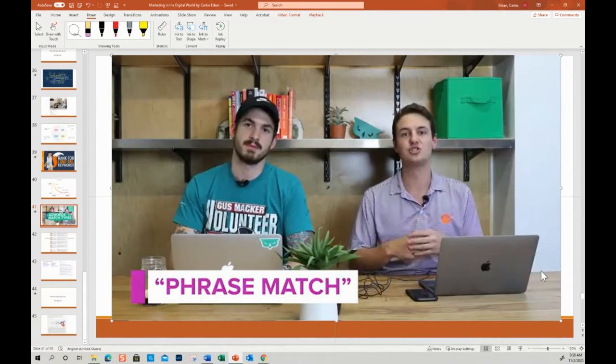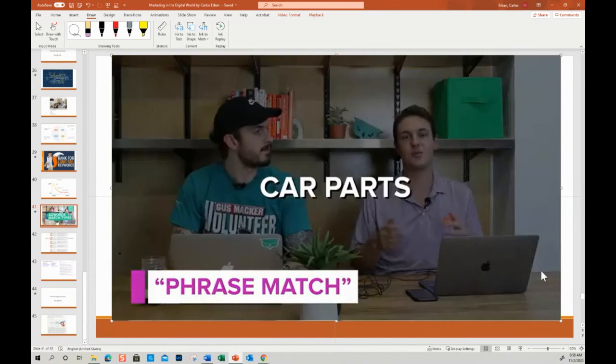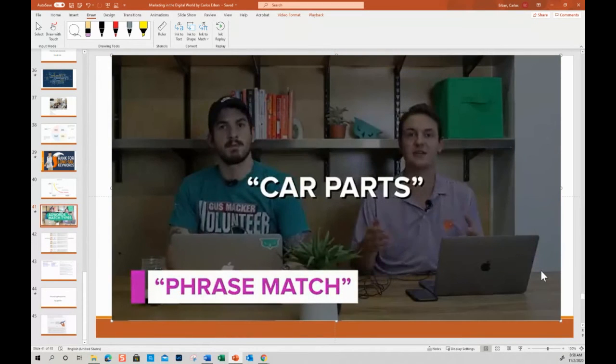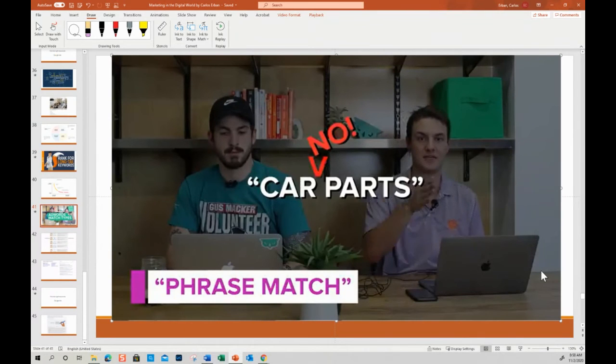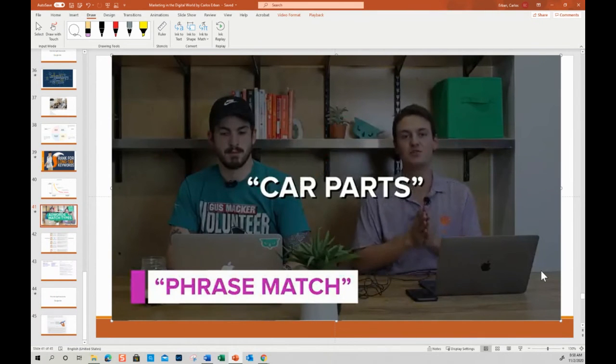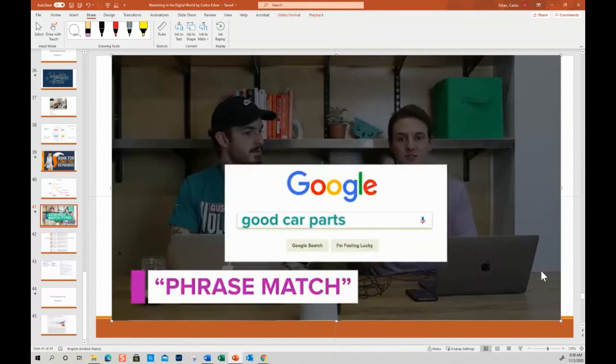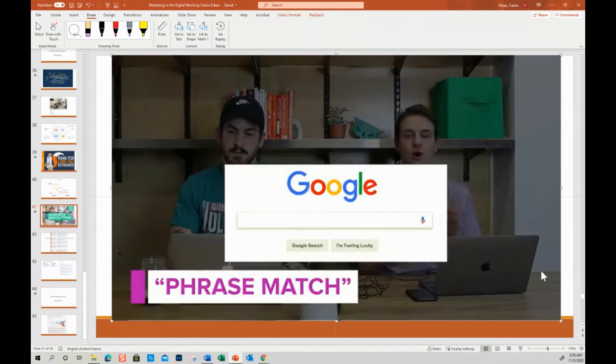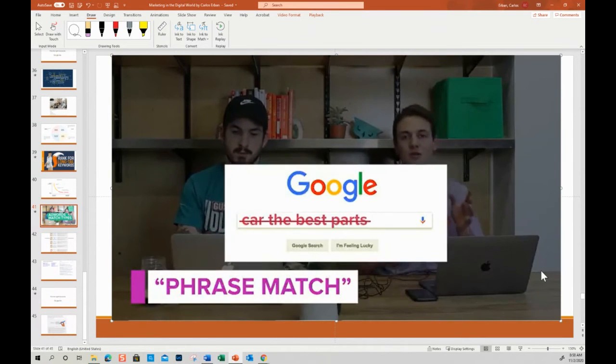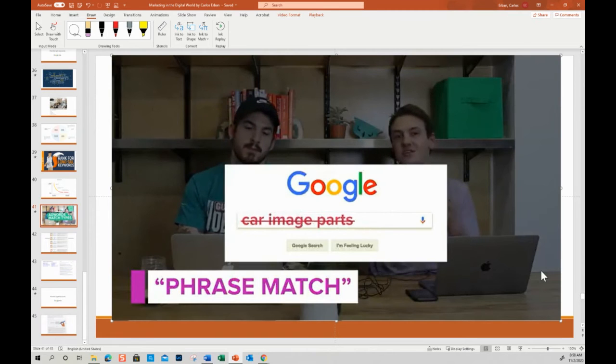So if you have the keyword car parts and you put it in quotes to turn it into phrase match, you cannot have a word show up in between that phrase. So for example, if you use "car parts" phrase match, you will show up for best car parts, good car parts, and even blue car parts. But you won't show up for car Jeep parts, or car the best parts, or car image parts.